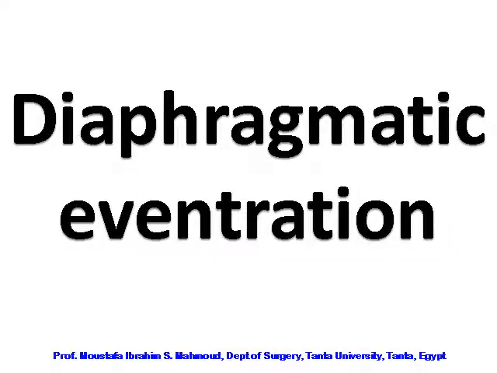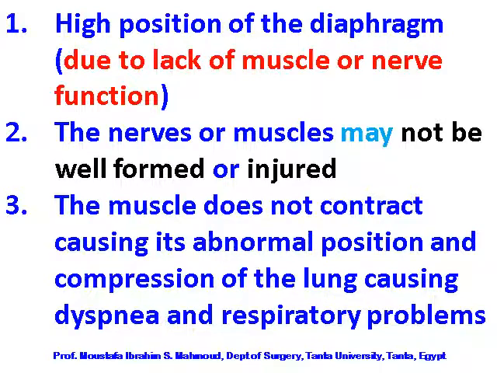Diaphragmatic eventration. High position of the diaphragm due to lack of muscle or nerve function. The nerves or muscles may not be well formed or may be injured. The muscles don't contract, causing its abnormal position and compression of the lung, causing dyspnea and respiratory problems.